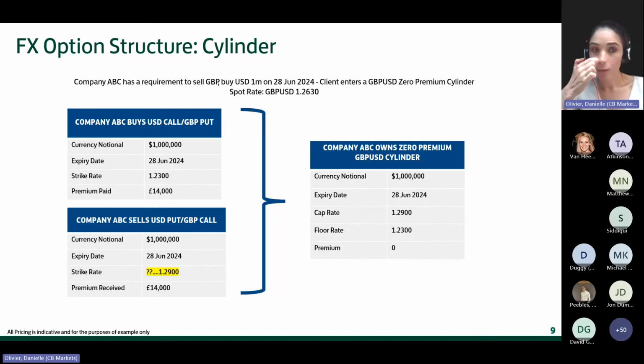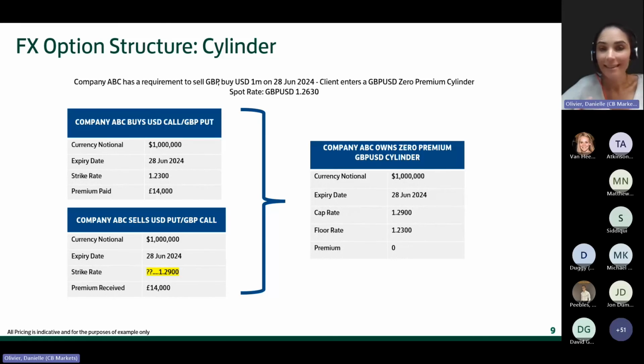Okay, so the first strategy would be a cylinder. So this is also known as a risk reversal or a collar. So by way of example, which is always easiest, company ABC has a requirement to sell sterling and buy US dollars. So they need to buy 1 million US dollars and they enter into a zero premium cylinder. So a cylinder is built up of 2 options. The first option is where company ABC buys a US dollar call and a sterling put option, a right to buy dollars and sell sterling with a strike rate of 1.23, an expiry of 28 June 24, and for this they need to pay a premium of £14,000.